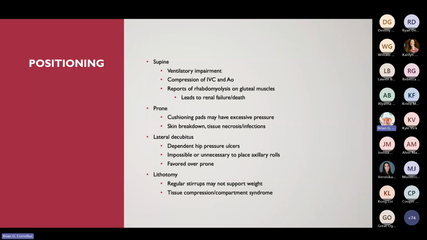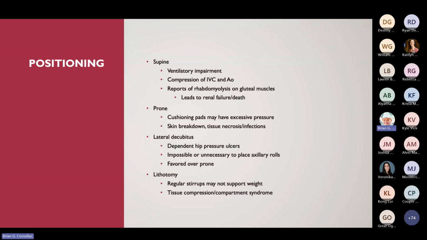So depending on the patient's positioning, you kind of have specific issues you run into. So from a supine position, they tend to breathe very poorly. Their abdominal girth tends to compress their diaphragm, so they're not able to take large breaths. You also have compression of the great vessels. And then the other thing is, depending on the length of the surgical procedure, we've had multiple case reports of rhabdo in these patients if they're kind of left in that position too long.